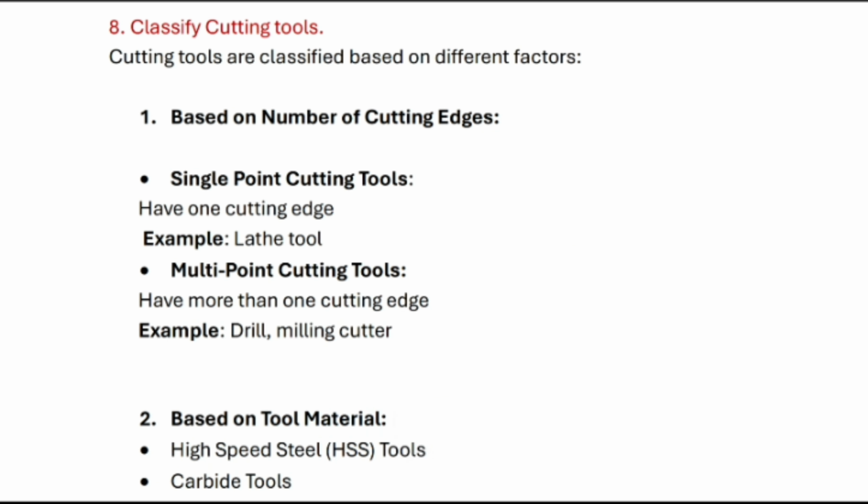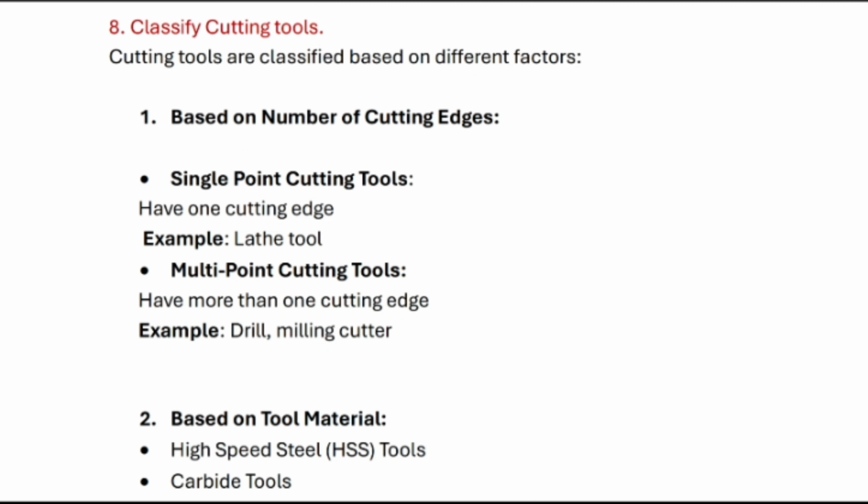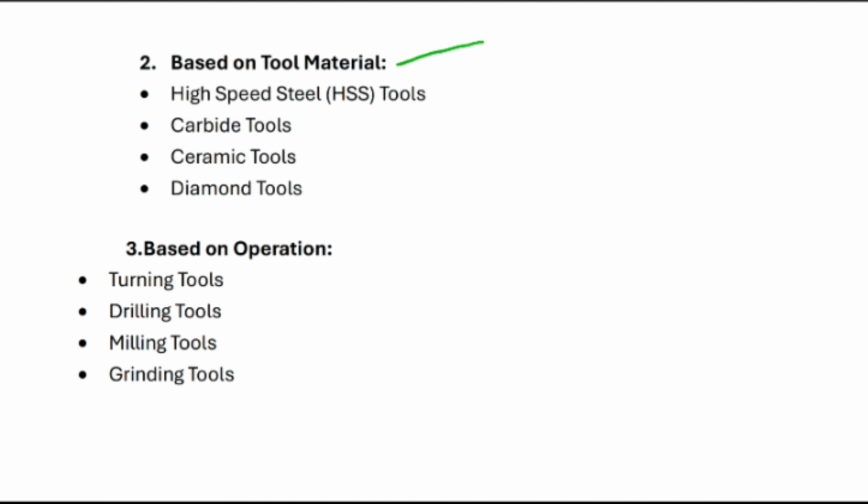Next, classify cutting tools. We can classify cutting tools by different factors. One is based on the number of cutting edges. The first is the single point cutting tool, which has one cutting edge; a lathe tool is an example. A multiple point cutting tool has more than one cutting edge; examples are a drill and a milling cutter. Next is based on tool materials.